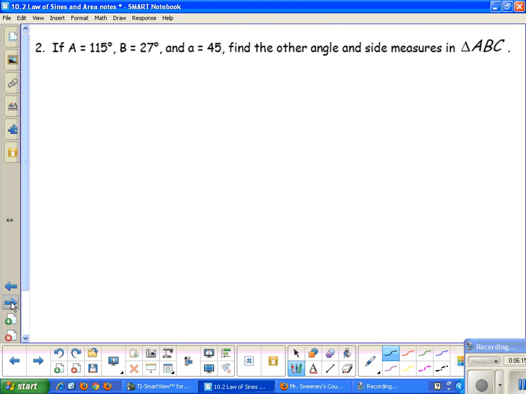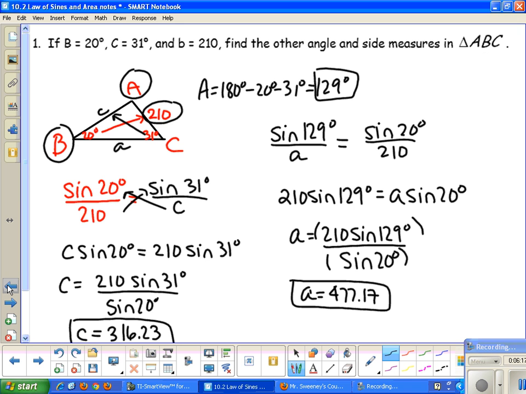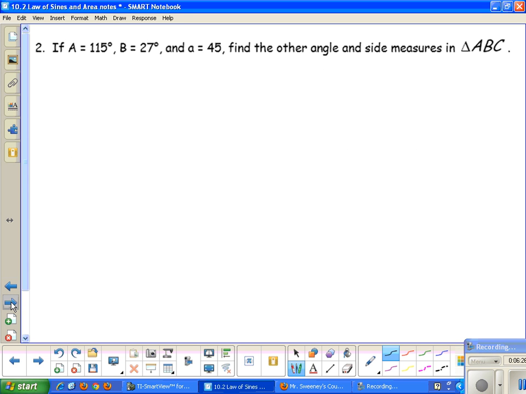So let's go ahead and do one more. And I forgot to say in this one, before I even started, I looked and saw that I had angle, side, so that's usually helpful to write down as well. So for the next one, it says if A is equal to 115 degrees, B is equal to 27 degrees, and length A is equal to 45, find the other sides and angle measure in the triangle.